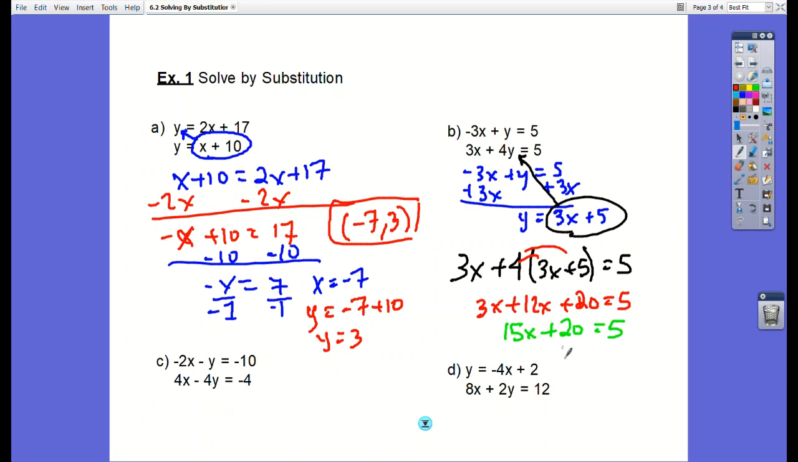You would subtract 20 and then divide by 15. So 15x is negative 15. Divide by 15. Awesome. X is a negative 1.